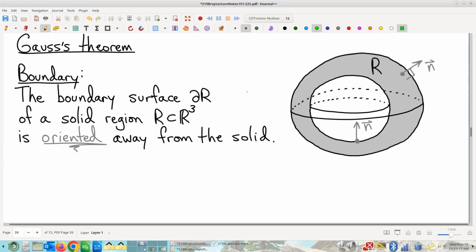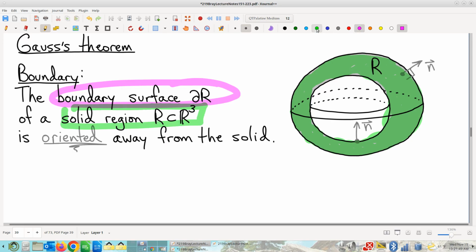Just like with Green's theorem, we need to talk about what we mean by boundary. And good news, it's not a crazy notion. Here is a three-dimensional region, for example. You'll notice I've deliberately made a weird three-dimensional region that has an air bubble in the middle of it. That's on purpose, so that we can talk about how to treat that. There is our solid region R. And now, what is the boundary surface? That is the boundary of R.